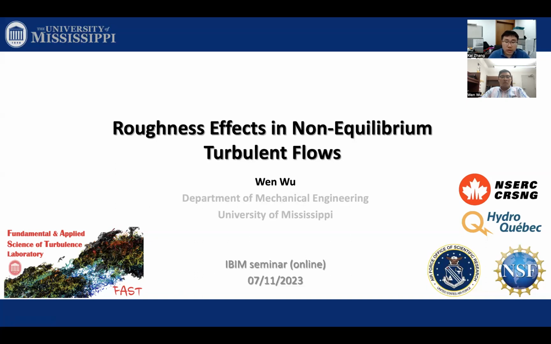Dr. Wu Wen got his PhD degree from Queen's University under the supervision of Dr. Ugo Piomelli. After that, he went to Johns Hopkins to continue his postdoc research. In 2020, he got an assistant professor position at the University of Mississippi. And in the summers of 2022 and 2023, Dr. Wu Wen served as a visiting assistant professor at the Center for Turbulence Research at Stanford.